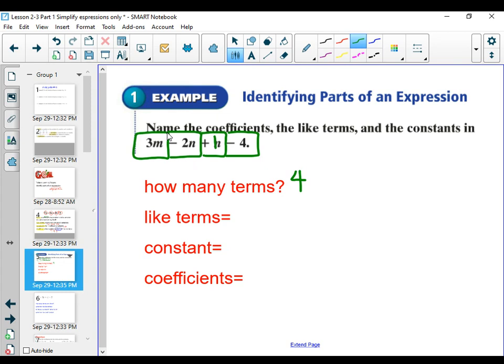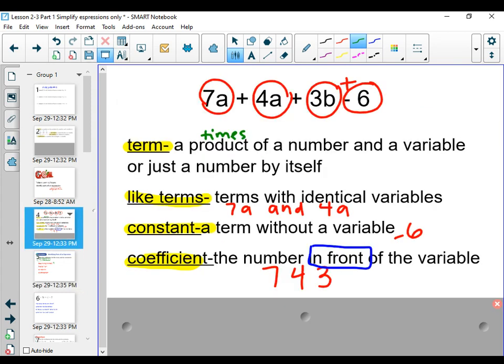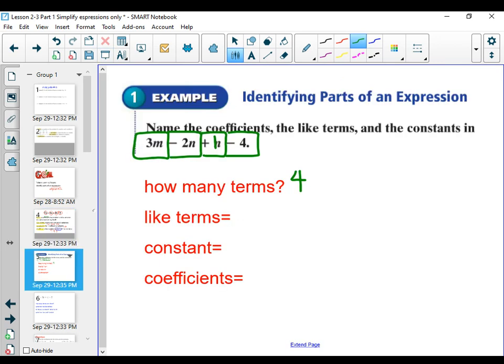How many of those are like terms? Always look back if you need. Like terms have identical variables. Okay, so which ones have the same variable? 3m and negative 2n? Nope. Negative 2n and 1n? Yep, there it is.